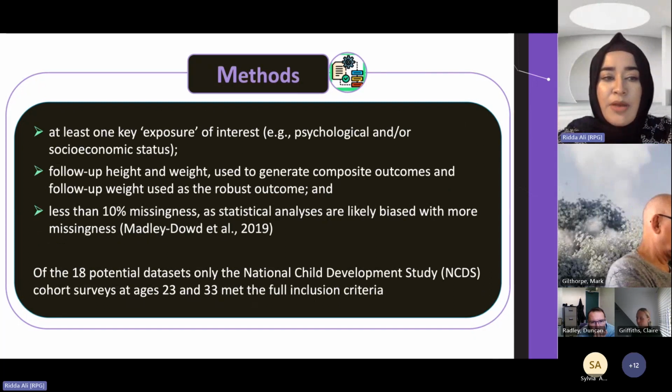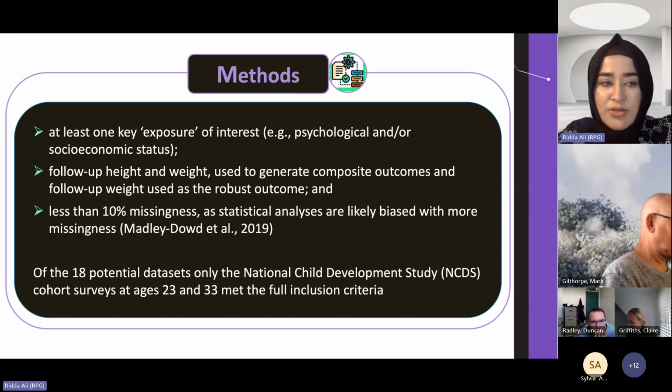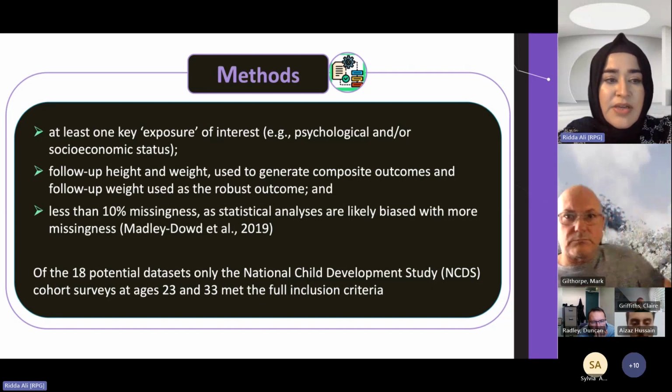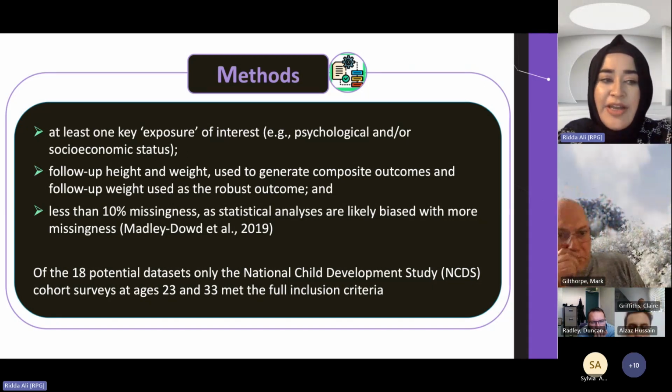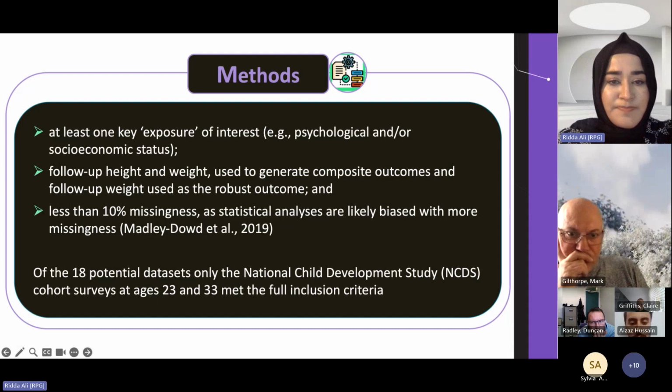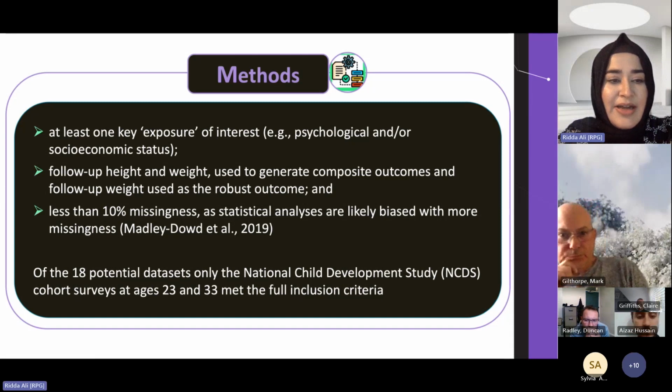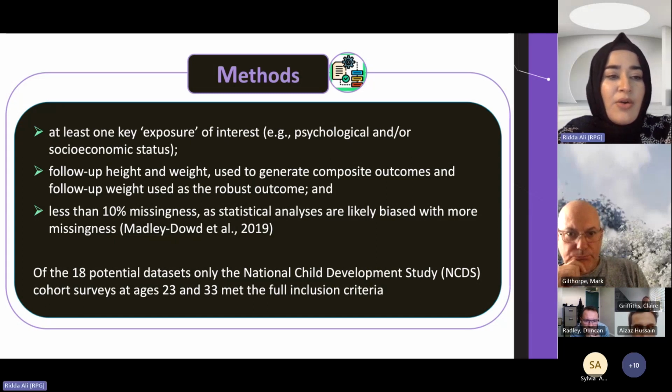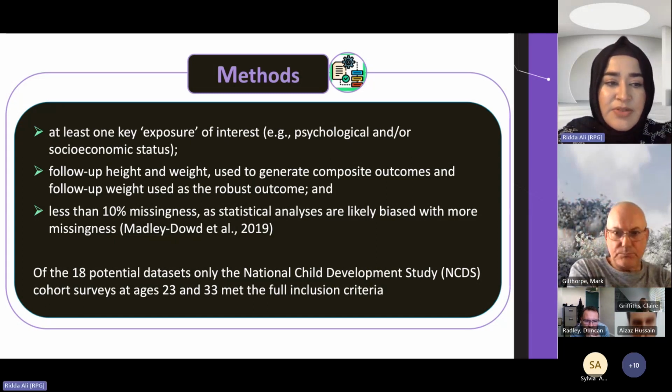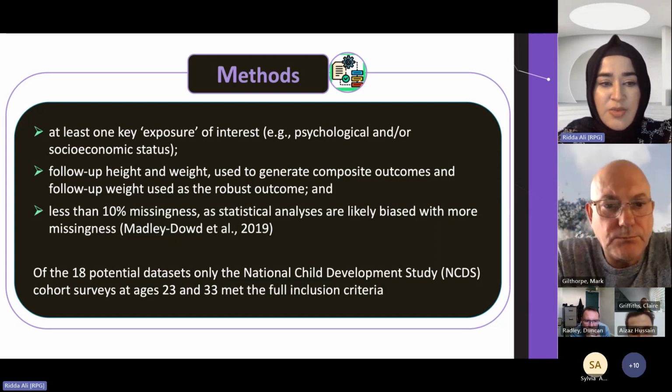And then minimum one main exposure of interest, such as psychological or socioeconomic status. The composite outcomes were generated using follow-up height and weight, with follow-up weight serving as the robust outcome. And then less than 10% missingness, because anything higher than that is likely to bias our analysis. Only the National Child Development Study, so the NCDS cohort surveys at ages 23 and 33 met the full inclusion criteria out of the 18 potential data sets that were identified through the UK data service.